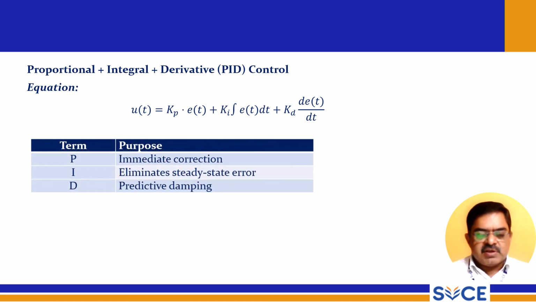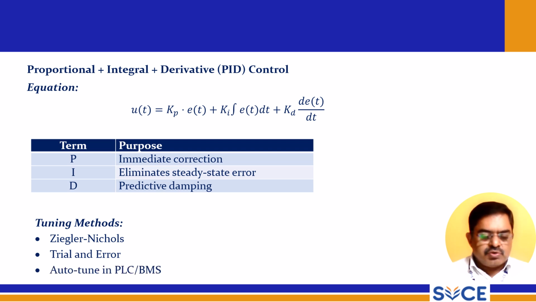So P is immediate correction, that is proportional correction. I is for eliminating steady state error. Integral is for steady state error elimination, and D is predictive damping. The differential factor is the predictive damping. Tuning methods are Ziegler-Nichols, trial and error, and auto tune in case of PLCs and BMS. PLC is nothing but programmable logic controller, and BMS is nothing but building management system.